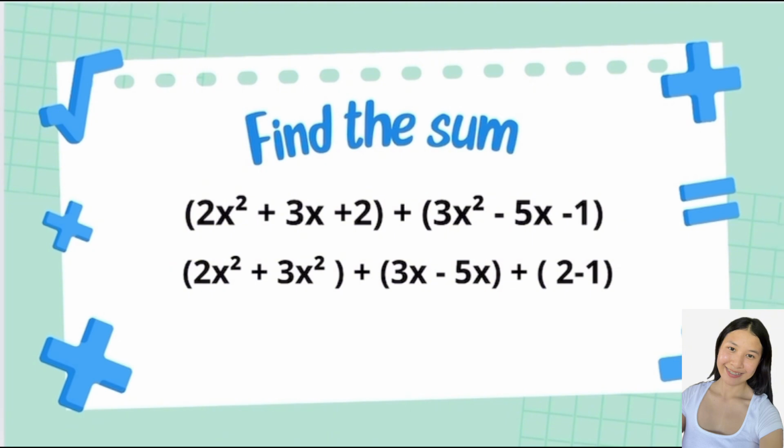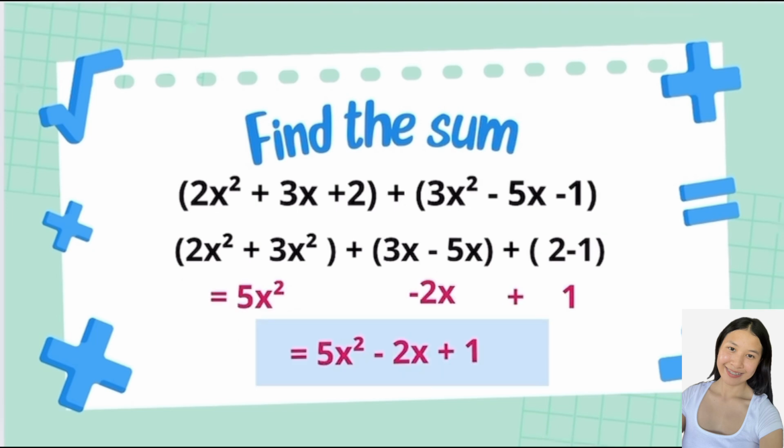So first, we will just add the first term. 2x squared plus 3x squared will be 5x squared. Then the second term, 3x minus 5x, so it will be negative 2x. Then the last term, 2 minus 1 is 1. So the final answer, or the sum of 2x squared plus 3x plus 2 plus 3x squared minus 5x minus 1, is 5x squared minus 2x plus 1.